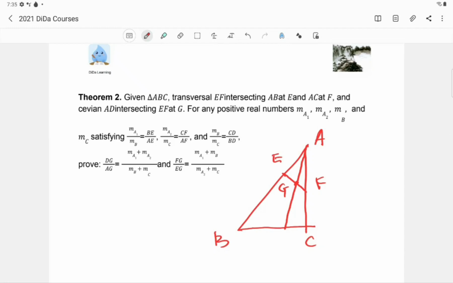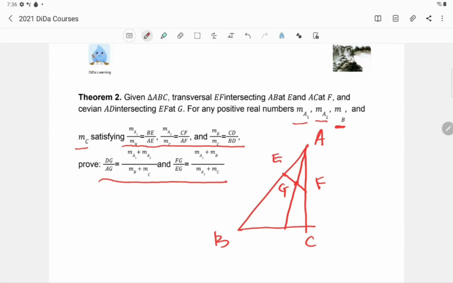And then it says for any positive real numbers MA1, MA2, I won't mention the word here because I want to make it pure math. That's why we have two of them at A. So MB, sorry for the misformatting, and MC, satisfying these ratios, then you're asked to prove these two ratios.